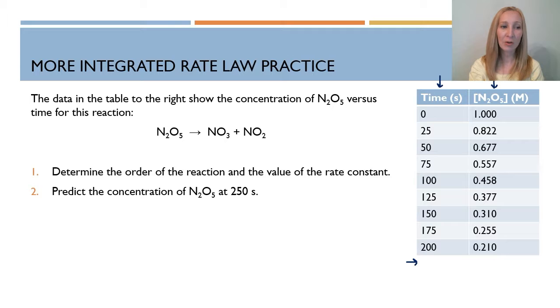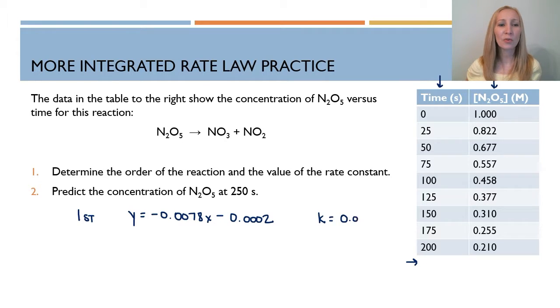So I need to determine the order of the reaction and the value of the rate constant. Well, I got that nice perfect straight line where all the dots touch the line when I did my first order reaction plotting, and my equation is y equals negative 0.0078x minus 0.0002. Remember, the slope is negative k, so two negatives make a positive. So my k is 0.0078.